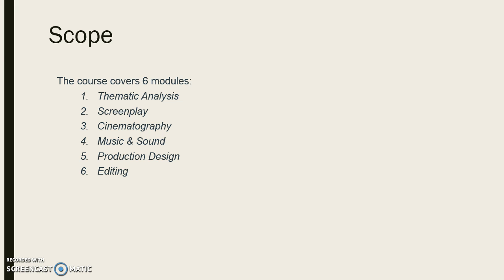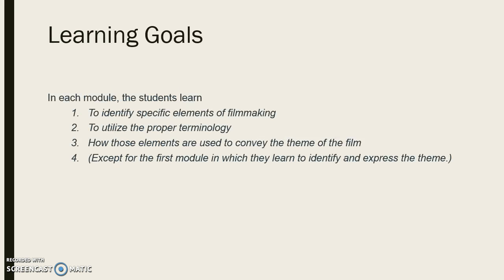Current course design. The way the course is designed now, it covers 6 modules. The first one is thematic analysis, and then 5 more: screenplay, cinematography, music and sound, production design, and editing, which cover the different elements of filmmaking. The goal is for, in each module, the student to be able to identify the specific elements of filmmaking, to utilize the proper terminology. So for example, in film analysis, we don't talk about the clothes that the actors wear, we talk about the costumes that the characters are wearing. And then to look at those various elements and see how they're utilized to convey the theme of the film.